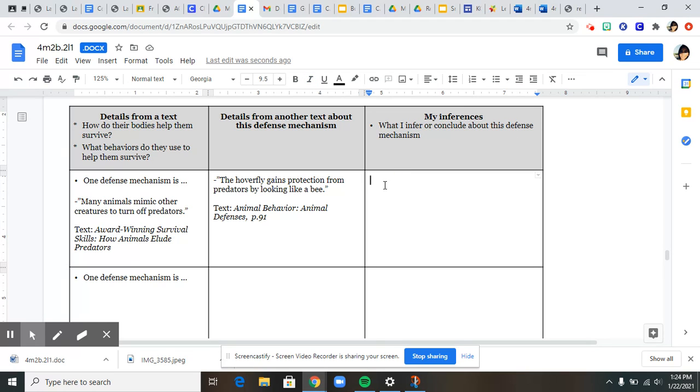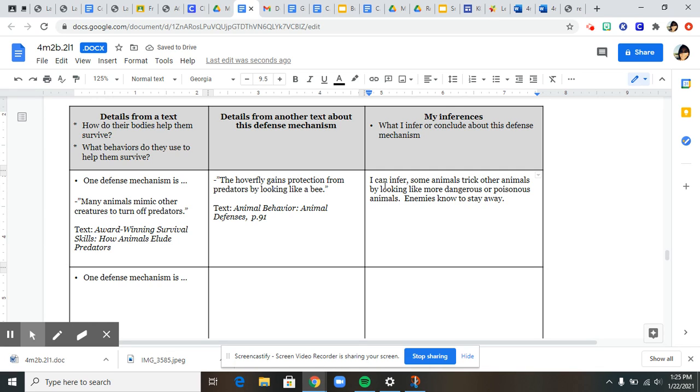Okay, so I want you to use the sentence starter. I can infer some animals trick other animals by looking like more dangerous or poisonous animals. Enemies know to stay away.